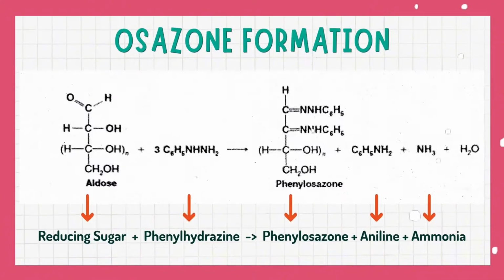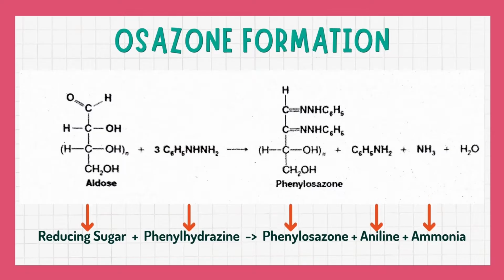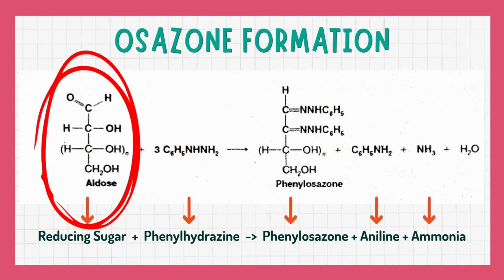Now this right here is a general equation involving the reaction. It's fairly simple, but let's go through it together one by one. As you can see at the bottom, there are 3 stages to the chemical reaction. The reducing sugar involved, the addition of phenylhydrazine, and the formation of the osazone or phenylosazone along with its final products, aniline and ammonia. First, there is a reducing sugar to test the formation of the crystals. In our example, of course, this would be the general formula for an aldose.